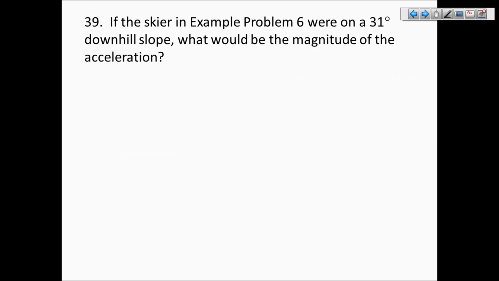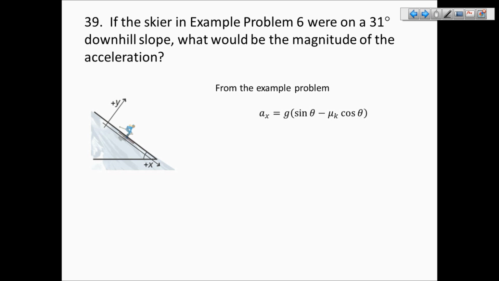Alright, number 39. If the skier in example problem 6 were on a 31-degree downhill slope, what would be the magnitude of the acceleration? So here we see our skier from example problem 6. And again, we don't need to do the work to develop what they've already got. They tell us that the acceleration in the x direction, that is the acceleration down the hill, is equal to g times the difference sine theta minus mu cosine theta. We're just going to plug in.